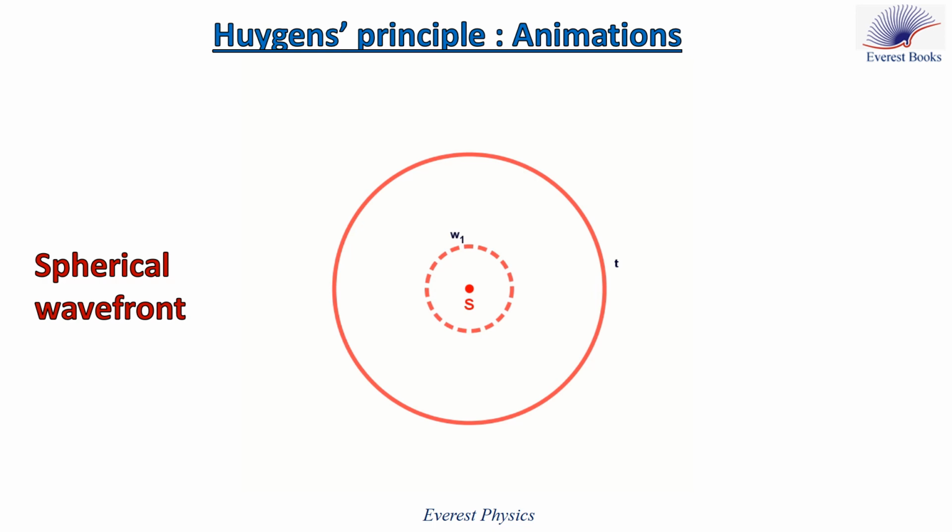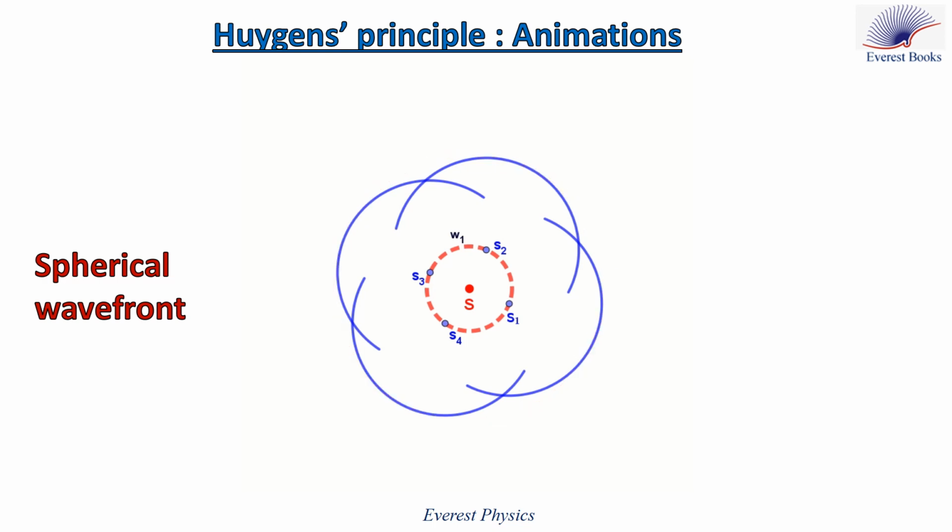According to Huygens' principle, each point on a given wavefront acts as a secondary source and emits spherical secondary waves called wavelets. At a later time, the new position of the wavefront is the surface formed by the tangents of these wavelets. As you see, the wavefront at time t is tangent to these wavelets. For clarity, only 4 secondary sources are drawn on W1 in this animation, which are S1, S2, S3, and S4. And each one of these secondary sources is a center of one wavelet. As you see, S1 is the center of this spherical wavelet.